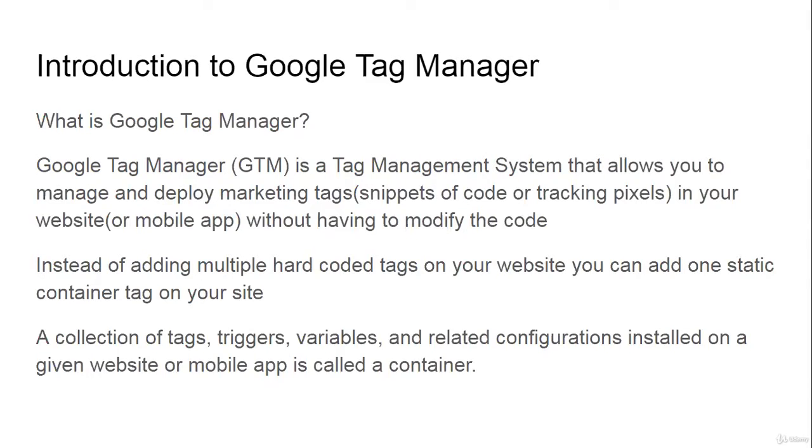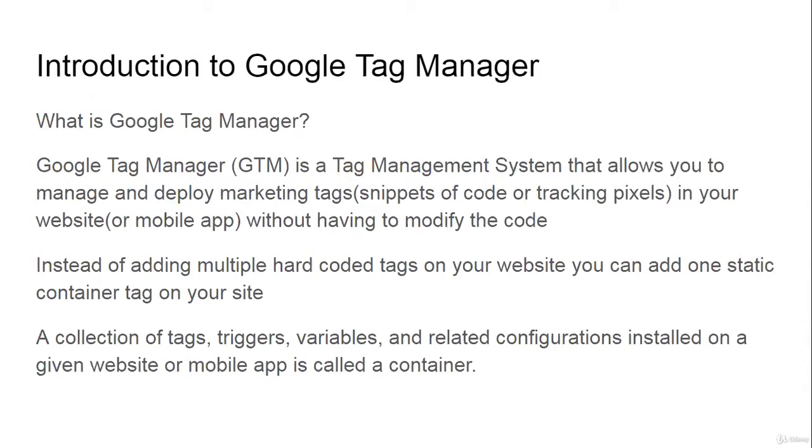So instead of adding multiple hard coded tags onto your website, you can add one static container tag. Now, what are these tags? These are basically snippets of code or tracking pixels, which we will discuss more later in this section. I also mentioned a container tag. A container is a collection of tags, triggers, variables, and related configuration installed on a given website or mobile app.